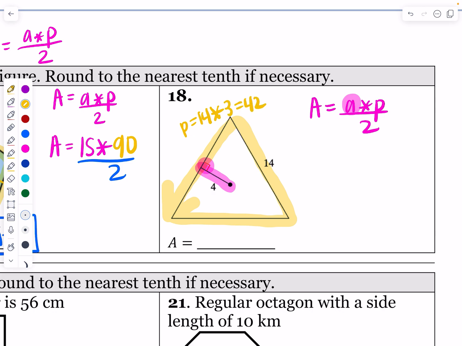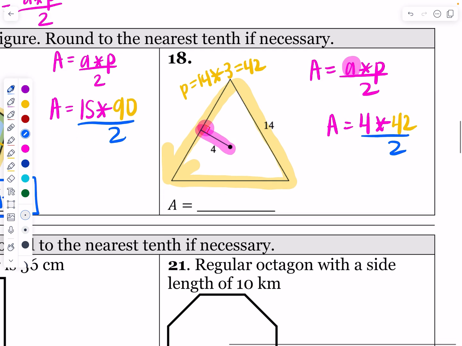So we're going to go area equals 4, my apothem, times my perimeter of 42. And then we're going to end up dividing that by 2. A times P divided by 2. So 4 times 42 is 168. When we divide that by 2, we're going to get 84 units squared.